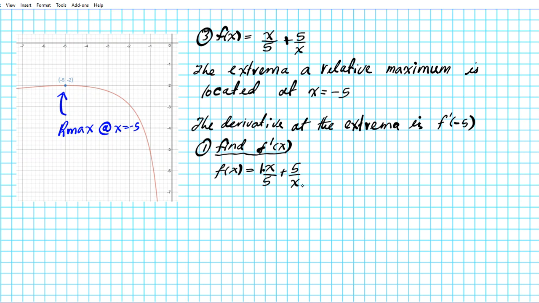Now take a look at this 5 over x. Do we have to use a quotient rule? Can we rewrite this in such a way that we just use a power rule? And the answer is yes. How do we do that? Well, let's rewrite it in the following way.